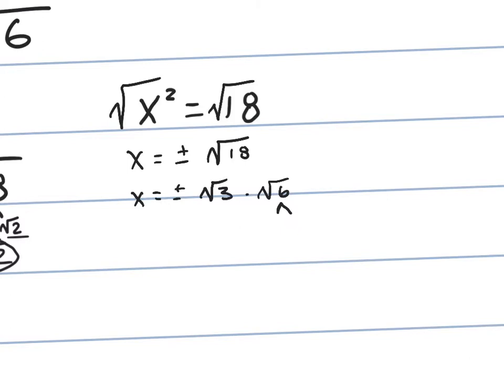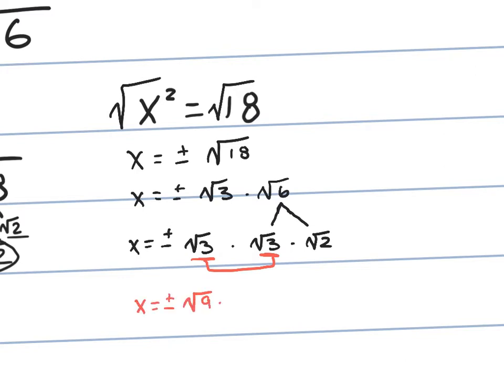However, 6 breaks down further, right? Into what? Okay, so we get the square root of 3 times the square root of 3 times the square root of 2. That's this one broken down right there, okay? Now, this will always be true if you run into a situation where you have two of the exact same square roots. They're exactly the same, right? Then multiply them together. It'll become the square root of 9 times the square root of 2.